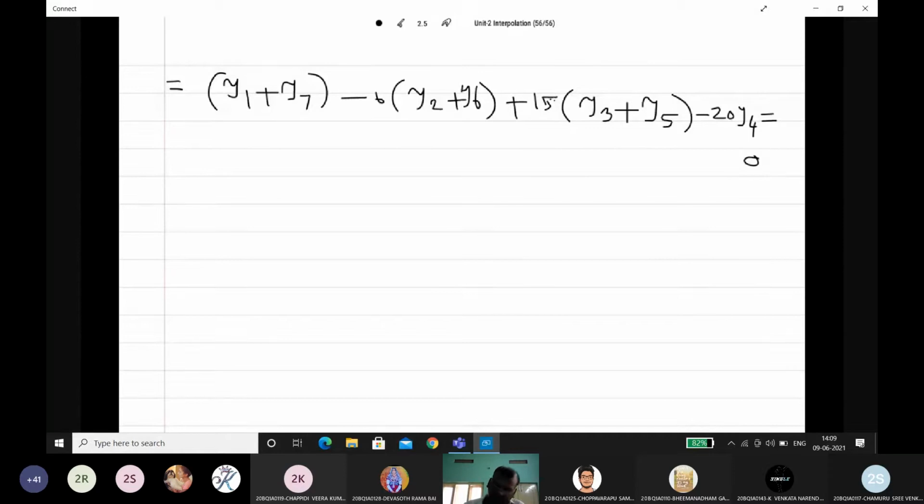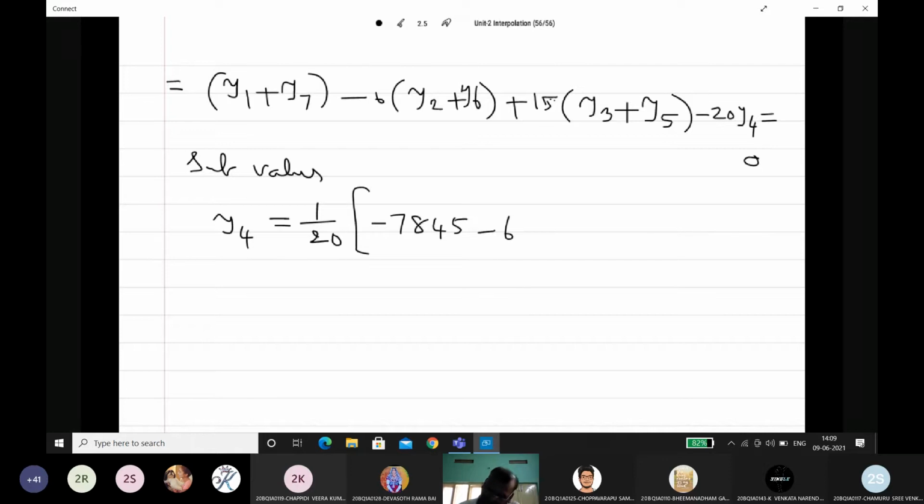Now substituting the given values: 20 y4 is equal to y1 plus y7, minus 7845, minus 6 into y2 plus y6, 686, plus 15 into y3 plus y5, 1088. So y4 is equal to 1/20 of that. Now simplifying this one.